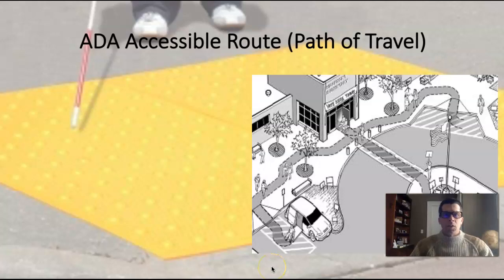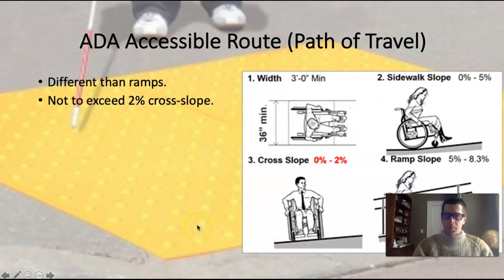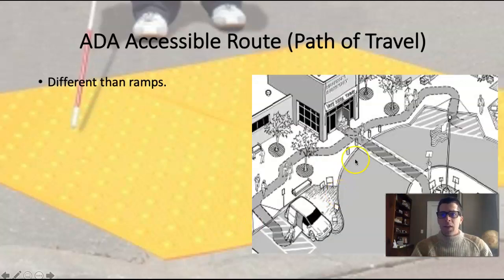All right, now let's switch gears slightly and talk about accessible route or path of travel. Most commonly, this is referred to as the path of travel. Different than ramps, and the biggest thing about the path of travel is it's generally not like getting into the building. It's not getting in the front door. It's getting from the parking lot to the front of the building. It's getting from the bus stop to the front of the building. It's getting across the street, okay? It's getting through an area, okay? There has to be a path of travel.